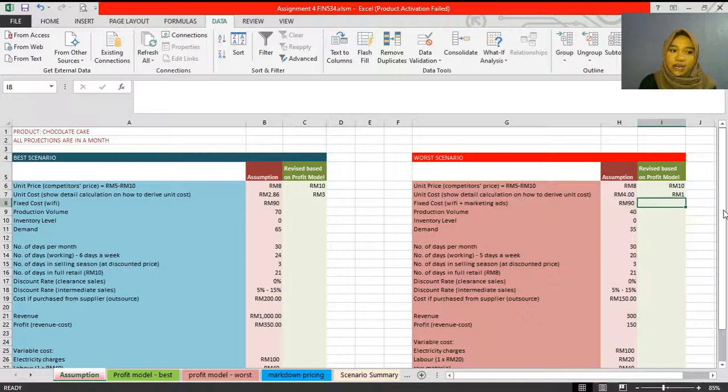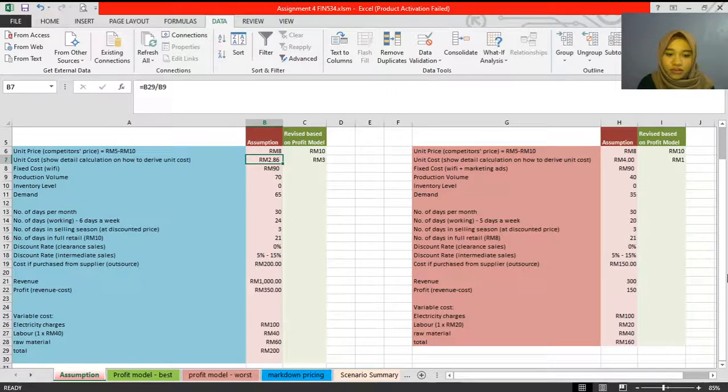For the best scenario, the unit price that I am selling a chocolate cake for is RM8 per unit. My unit cost I get from the variable cost, which is 200 ringgit, divided by my production volume, which is 70 units, and then I get 2 ringgit and 86 cents.